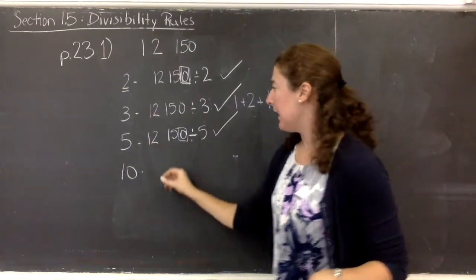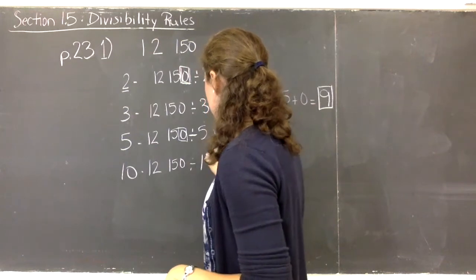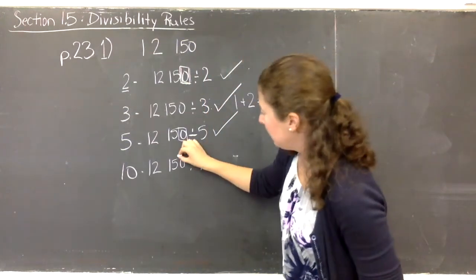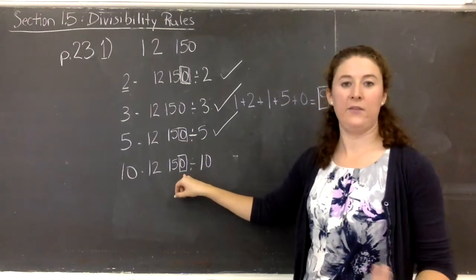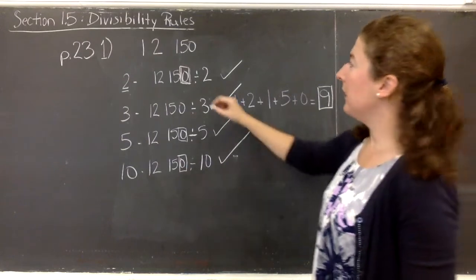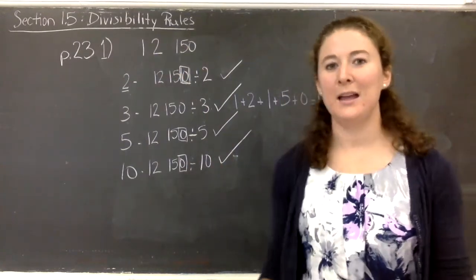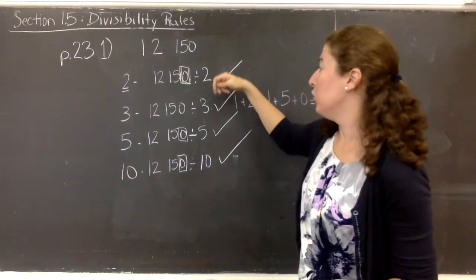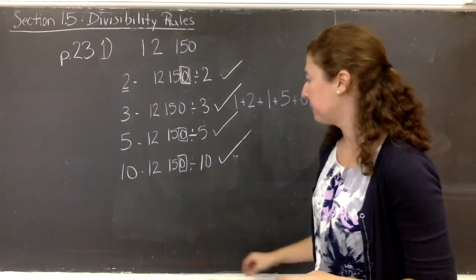And finally, can I do 12,150 divided by 10? This is the easiest one. The last digit has to be 0. If it's a 0, you can divide it by 10. So this number, 12,150, has a really interesting characteristic in that it's divisible by 2, by 3, by 5, and by 10. So that works out really, really well.